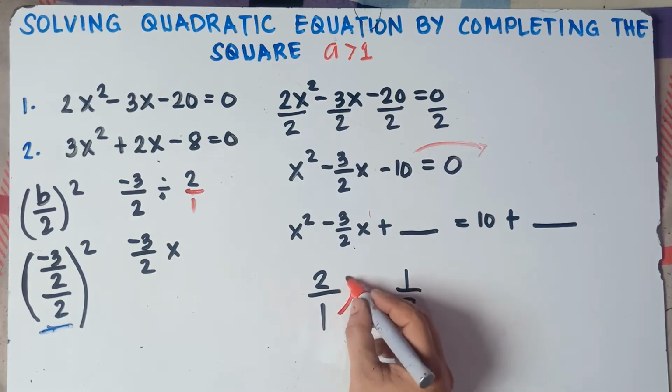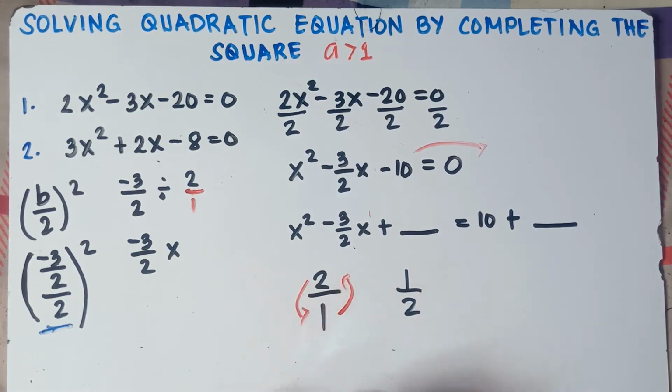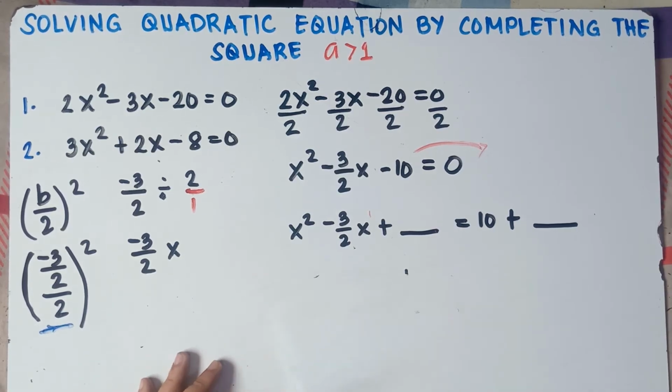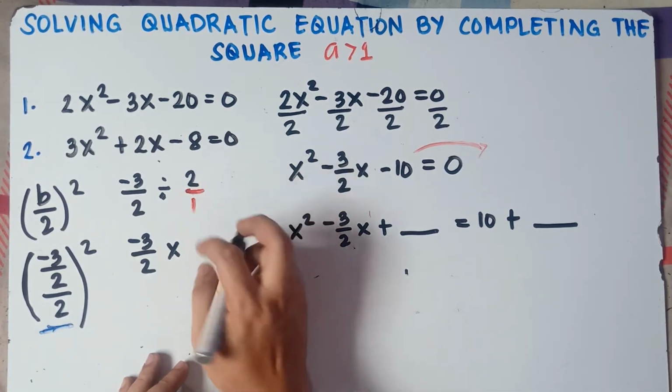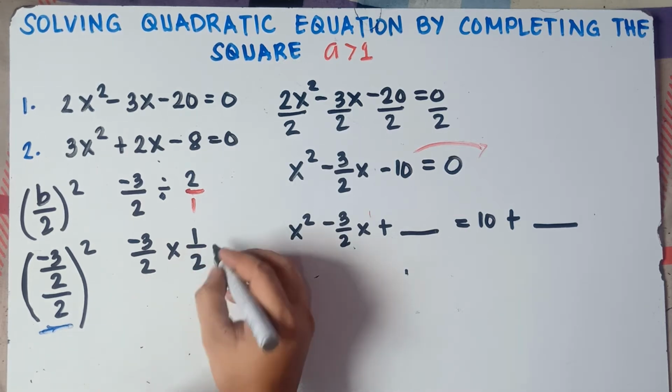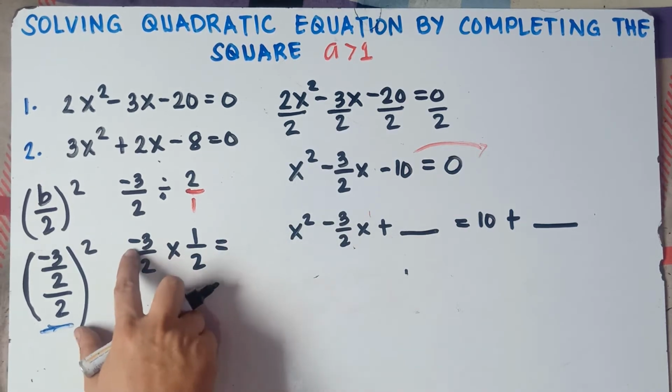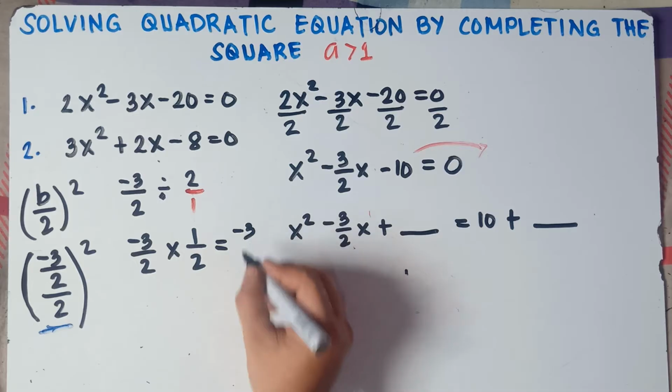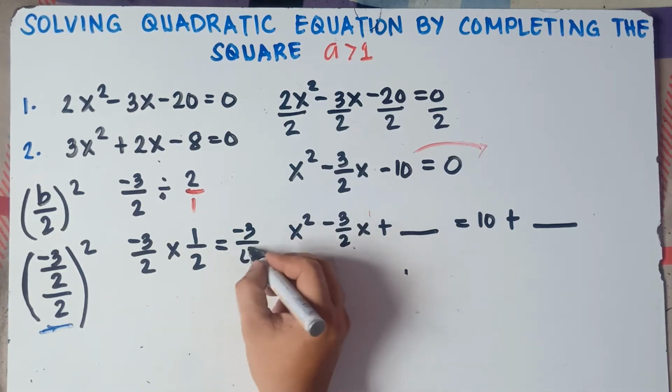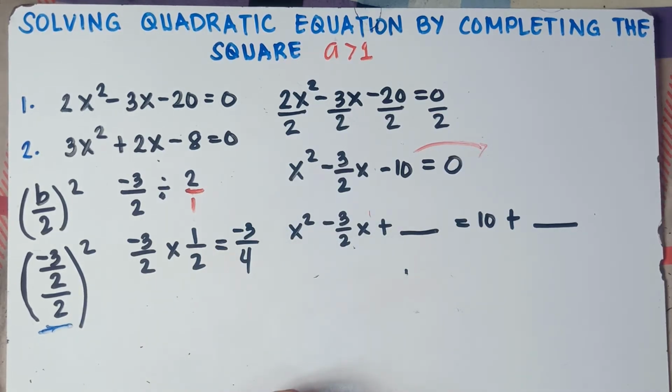You make this 1 to be your numerator, and this 2 will be your denominator. So the reciprocal of 2 over 1 is 1/2, and then you proceed to multiplication. Negative 3 times 1, that's negative 3. 2 times 2, that would be 4. So that would be negative 3 over 4.